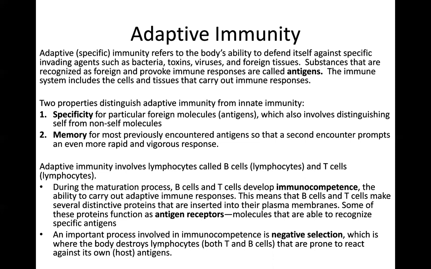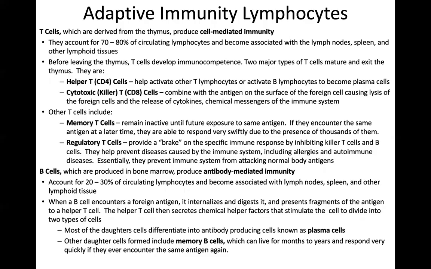An important process involved in immunocompetence is negative selection, which is where our body destroys both the T and B cells that would be prone to attack our own host antigens. So in other words, in doing so, that prevents the T cells and B cells from damaging our own body and killing our own cells, which unfortunately does happen from time to time, which we'll talk a little bit about towards the end of the lecture.